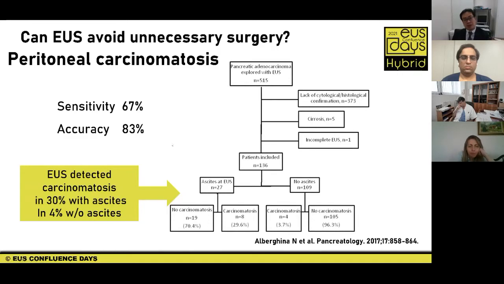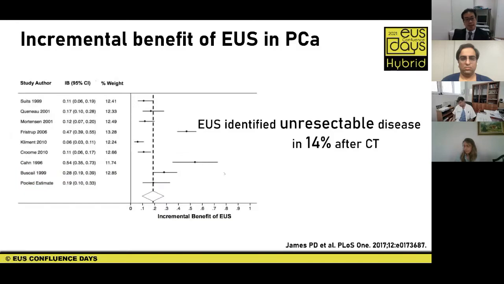So by performing EUS in pancreatic cancer, we can avoid unnecessary surgery because we can also detect ascites or peritoneal carcinomatosis. In this study, they found 30% carcinomatosis in patients with ascites. And even in patients without ascites, they diagnosed 4% carcinomatosis by EUS. In those cases, we can also avoid unnecessary surgery. So by performing EUS to detect a small liver lesion or vascular invasion or to rule out ascites or carcinomatosis, EUS can detect undetectable disease in 14% after a negative CT scan. So we should focus on these strategy-changing features like a small liver lesion when we perform EUS.